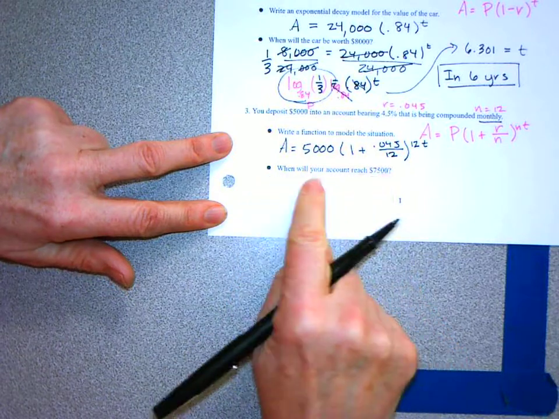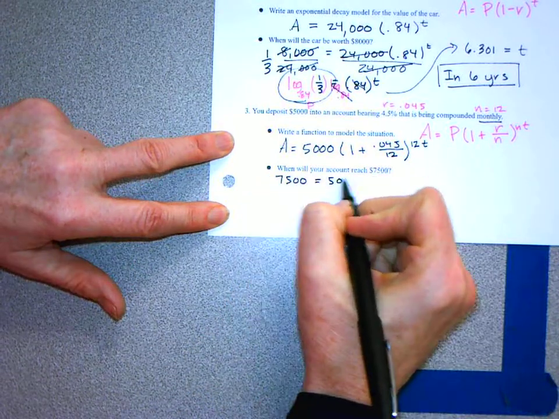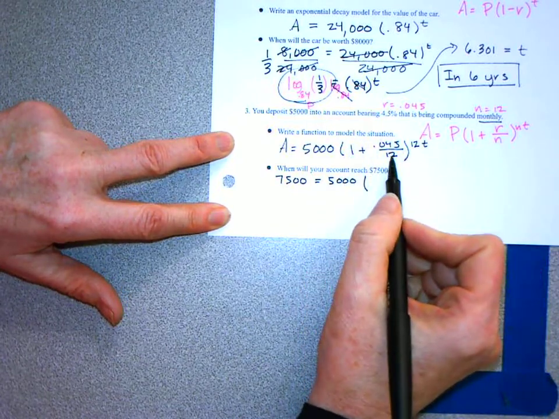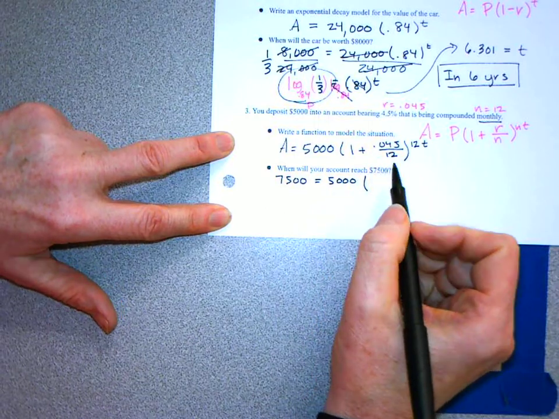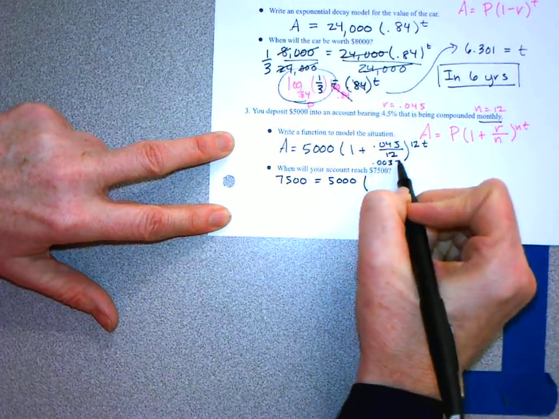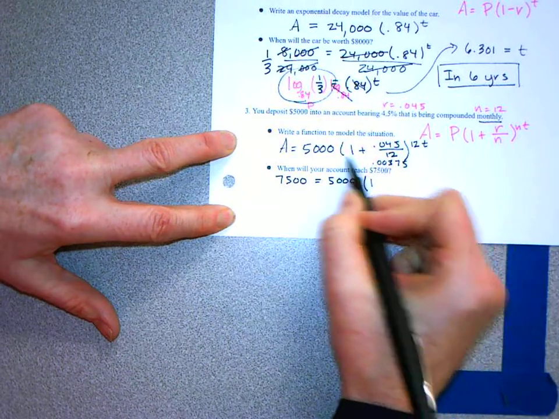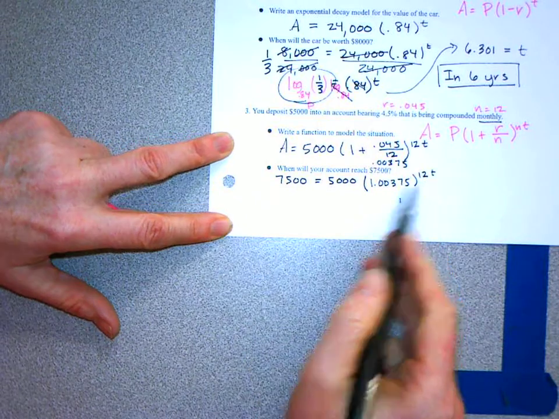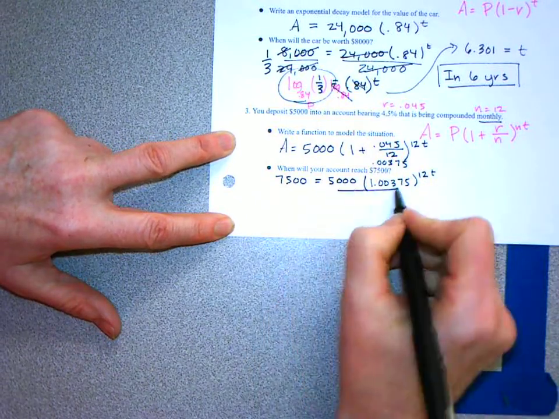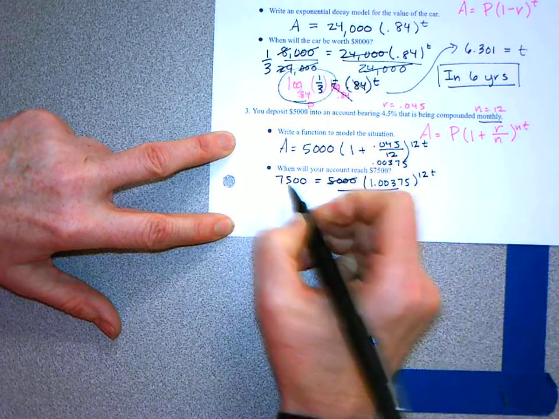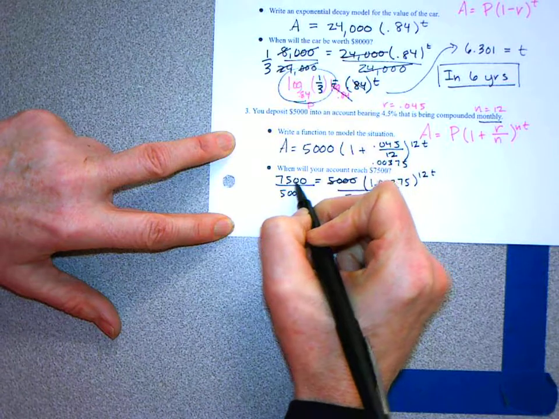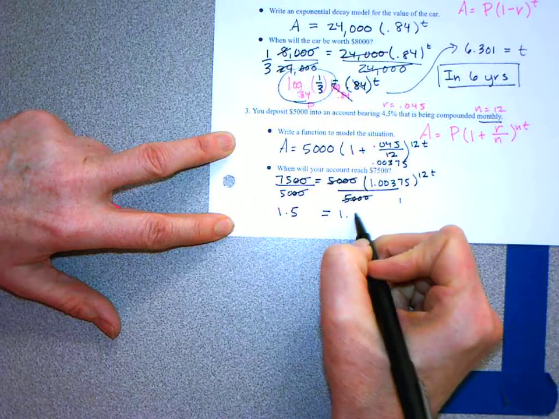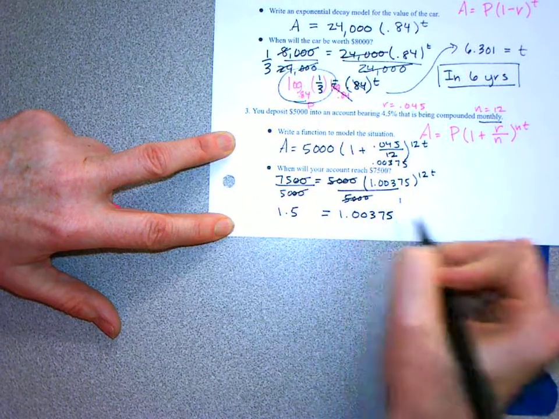When will your account reach 7,500? 7,500 equals 5,000 times, now, because this is just a number, let's add this together. I'm going to put this into my calculator, and when I do that, I get 0.00375. 1 plus that, 1.00375 to the 12t. I'm going to divide out the 5,000, so 7,500 over 5,000, equals 1.5, equals 1.00375 to the 12t. These numbers are getting funky, but it's the same process as always.